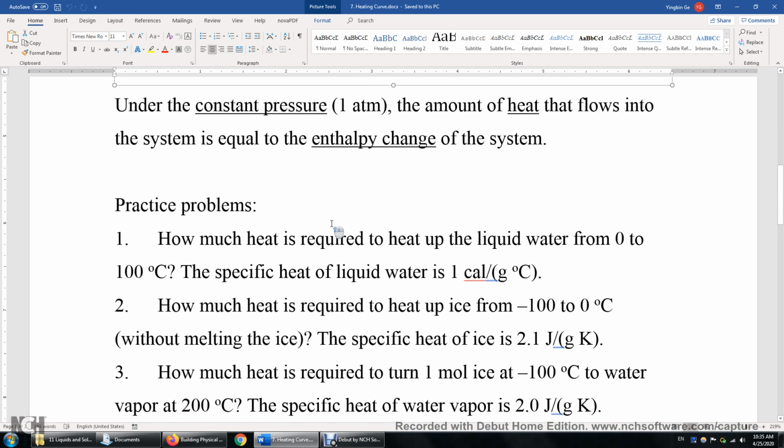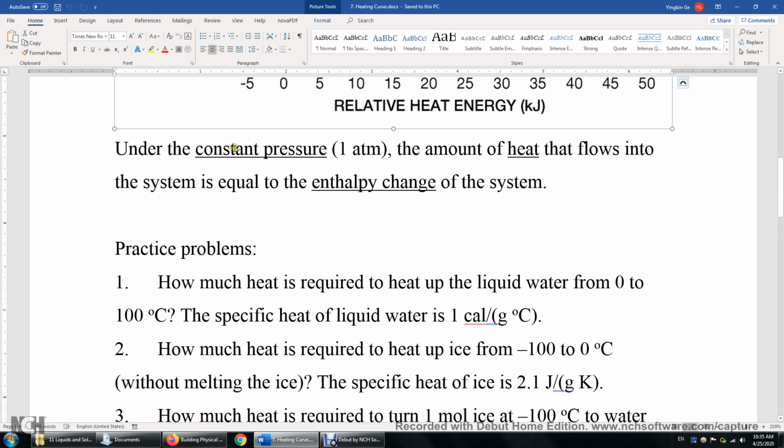All right. One more thing I want to mention. Under constant pressure, the amount of heat that flows into the system is equal to the enthalpy change of the system. Under the constant volume condition, however, the amount of heat is equal to the internal energy change of the system. So this is part of the chapter on thermochemistry.